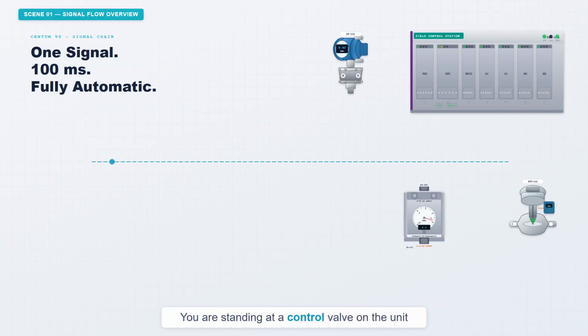You are standing at a control valve on the unit. The operator changes a set point on the DCS. 100 milliseconds later, the valve stem moves. No one touched the valve.